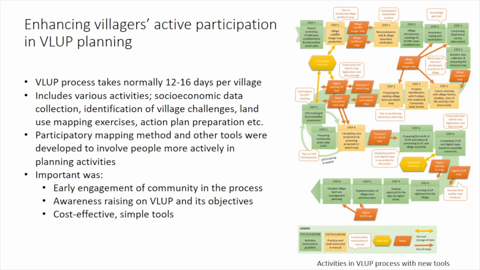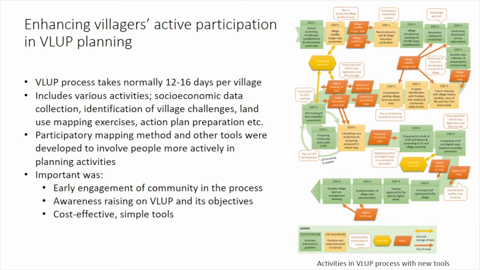The village land use planning process takes normally 12 to 16 days per village, and it includes various activities shown in the flowchart on the right. We co-develop methods for different phases of the planning process, shown here in orange color. I will not go now into the details of all the methods, but if you are interested, you can study the flowchart on your own and also check out a practitioner's manual on the methods that I will introduce to you soon. I will go into details of the participatory mapping methods later on in the lecture.